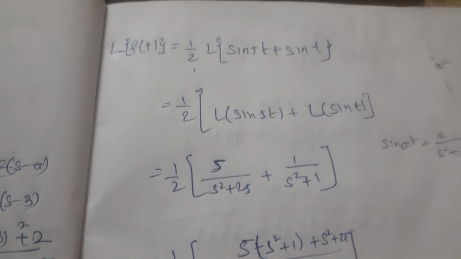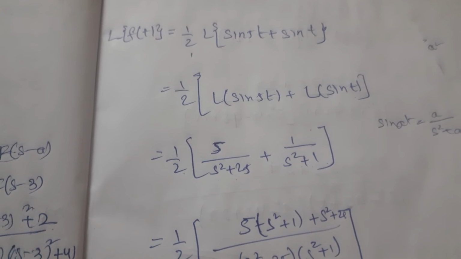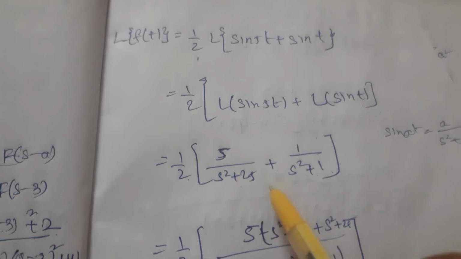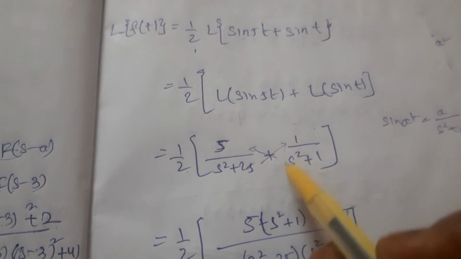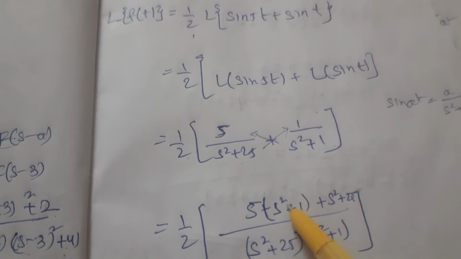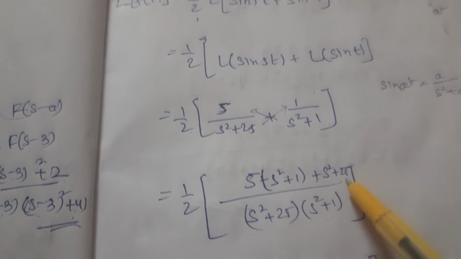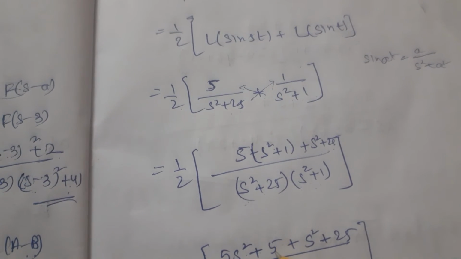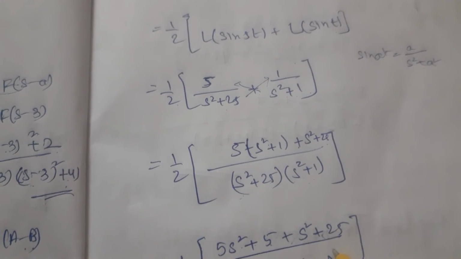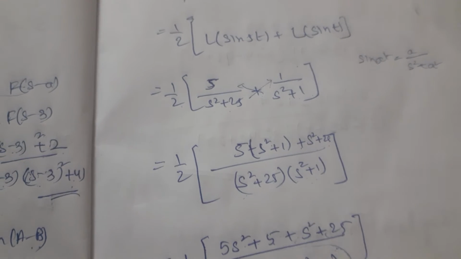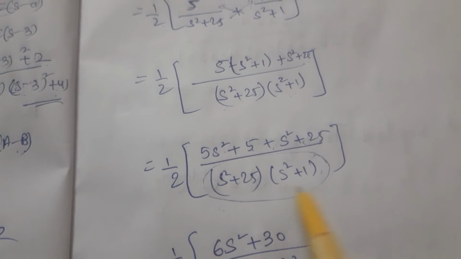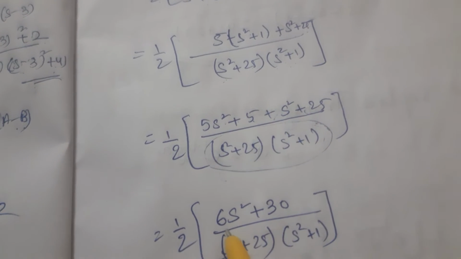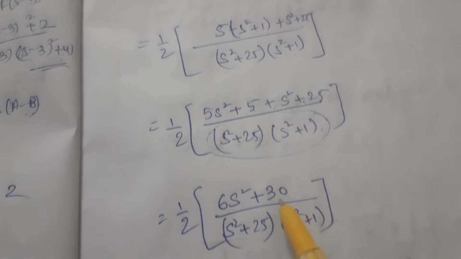Now here also we have to take our LCM. So LCM is (s square plus 25) into (s square plus 1). Now cross multiply: 5 into (s square plus 1) plus 1 into (s square plus 25). Now open this: 5s square plus 5, plus s square plus 25. The denominator we have to write as it is. Now 5s square plus s square becomes 6s square, and 5 plus 25 becomes 30.